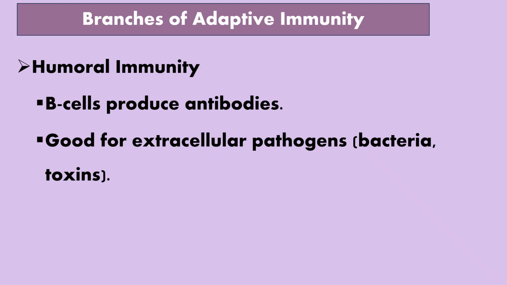Now the branches of adaptive or acquired immunity. It contains two main components. One is humoral immunity or antibody mediated immune system, and the next one is cellular immunity or cell mediated immune system. The first one is humoral immunity or antibody mediated immunity.